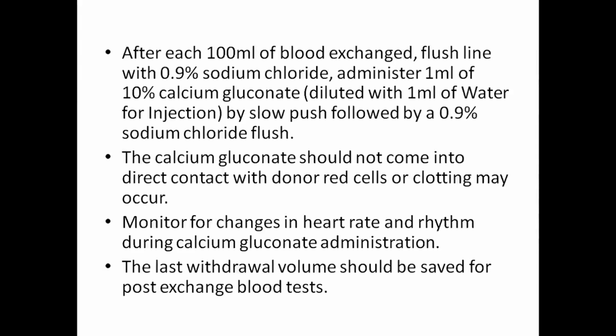After each 100 ml of blood exchange, flush the line with 0.9% sodium chloride. Administer 1 ml of 10% calcium gluconate by slow push following the 0.9% sodium chloride flush. Calcium gluconate should not come into direct contact with donor blood cells or clotting may occur. Monitor for changes in heart rate and rhythm during the calcium gluconate administration. The last withdrawal volume should be saved for post-exchange blood results.